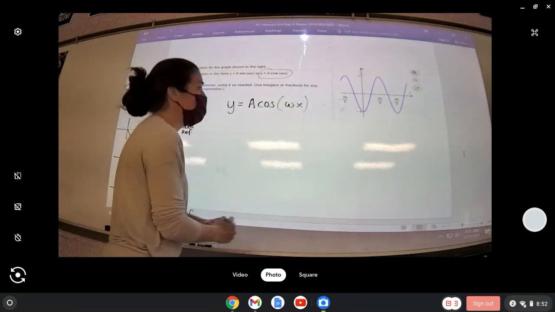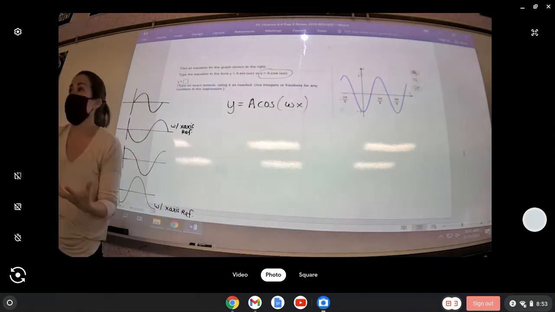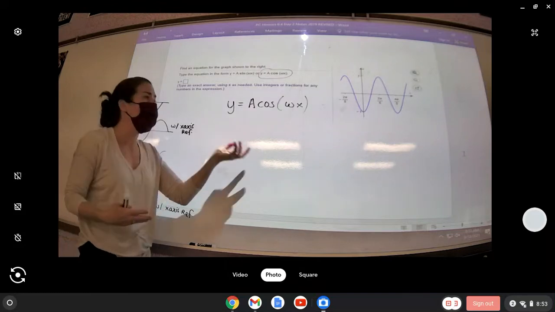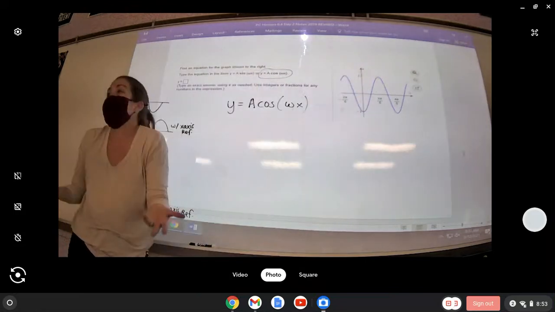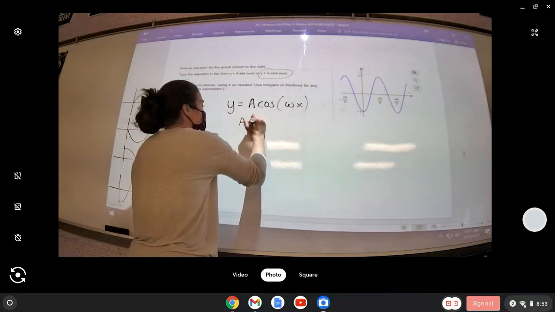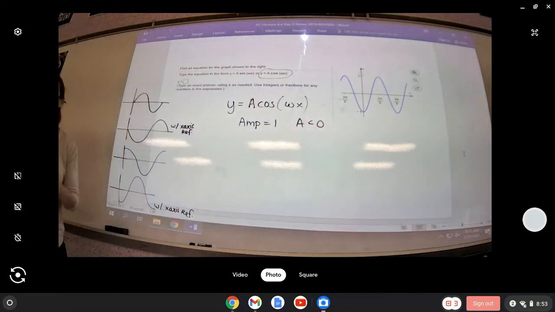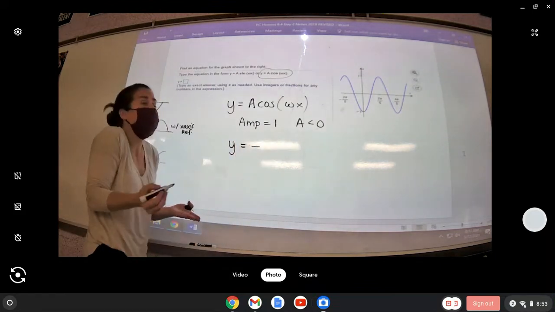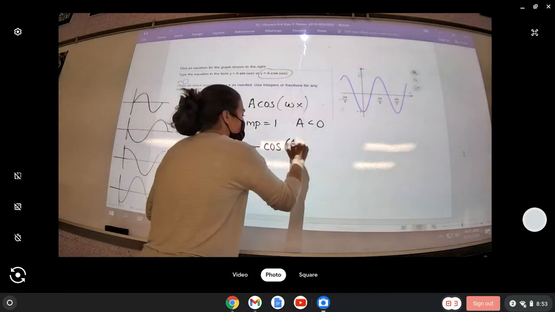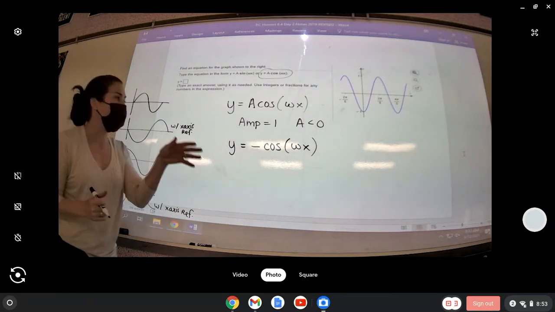The amplitude only goes 1 unit up and 1 unit down, so it's not necessarily different. The amplitude is still 1, but what do I want my a value to be? If I need it reflected over the x-axis, I need it to be negative. So my amplitude is 1, but I need that a value to be negative to create that x-axis reflection. So now I'm going to put y equals negative 1 times the cosine of omega x. Now I have to figure out what's my omega, what's my period, what do I need to put in this function to create it? All right, let's go to the graph.